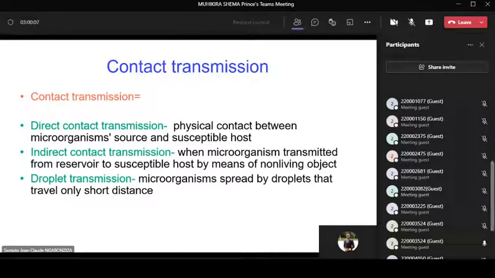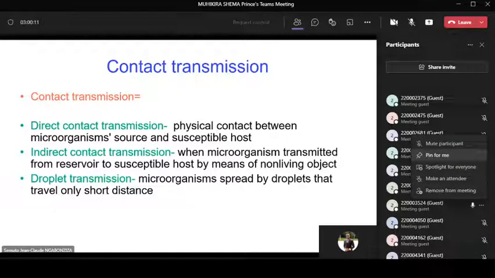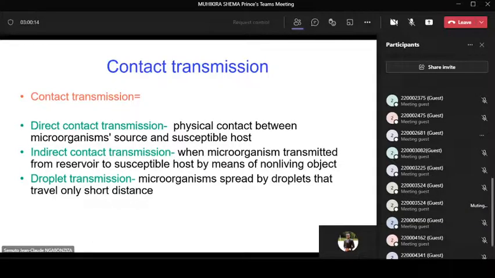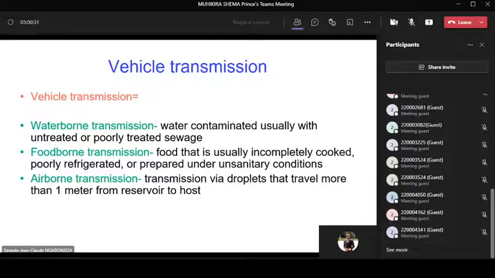So we have also a question. Droplets, that is mostly by respiratory tract transmission. Microorganisms spread by droplets that travel only short distance. So people have to be closer to each other. So we have vehicle transmission, which we say is a non-living material that can just disseminate the disease. Waterborne transmission.